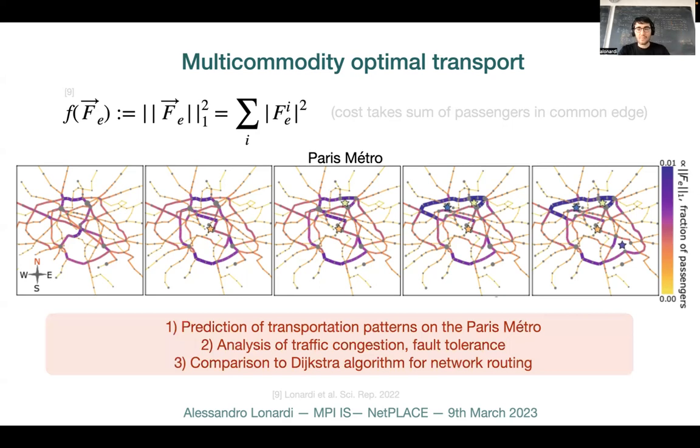And here I basically list everything that I mentioned up till now. There is also in the paper, in case you want to give it a read, a comparison in terms of computational efficiency with standard methods for routing optimization.